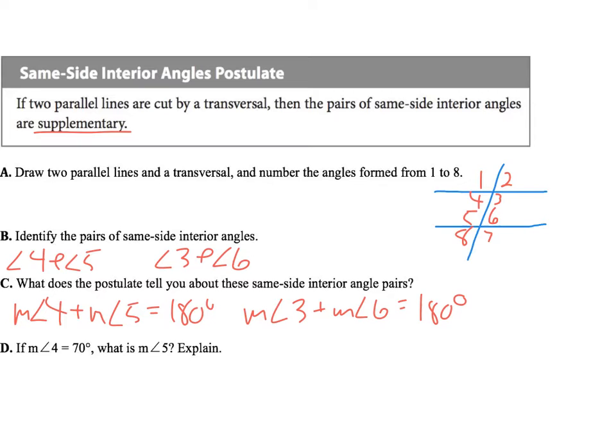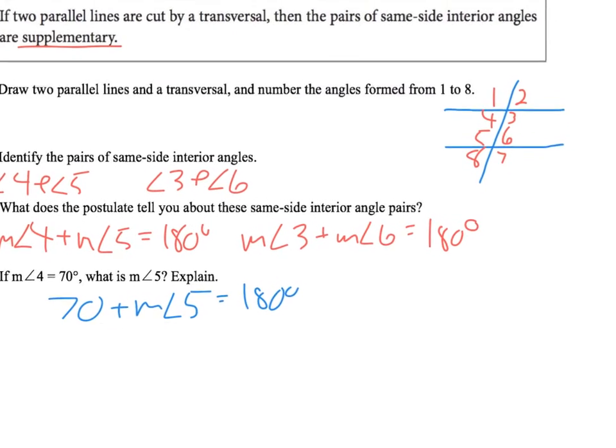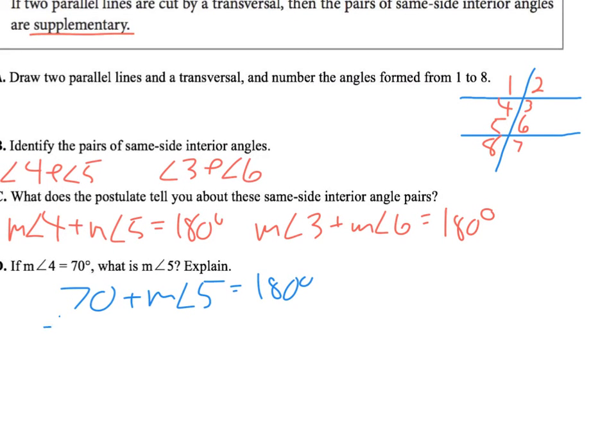So with that, if we know that the measure of angle 4 is 70, we can find the measure of angle 5. Subtract 70 here. And then the measure of angle 5 equals 110 degrees. So going here, 3 and 6.